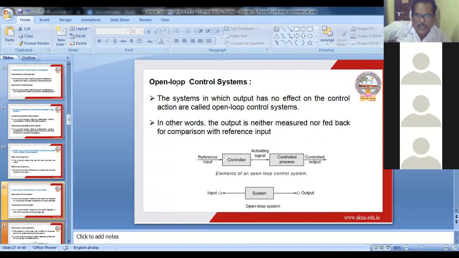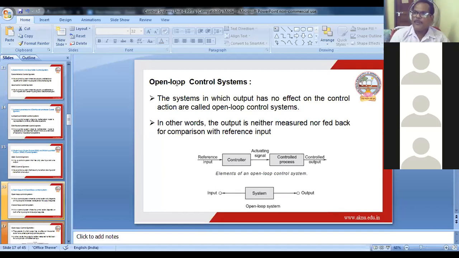Now today we're discussing the open loop control system. The system in which the output has no effect on control action. That means the output does not depend on the controlling signal. Simply the output comes as per the input given. Here there is no controlling system or controlling mechanism. Such a system is called an open loop control system. In other words, the output is neither measured nor fed back or compared with the reference input.